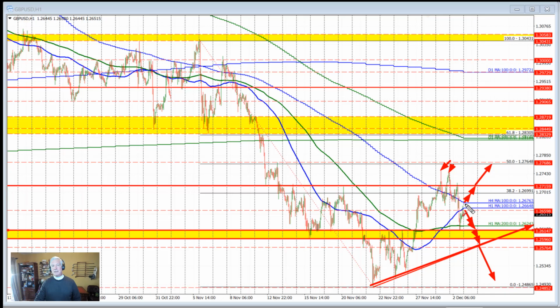So we're at a key resistance level here, right through here, with the 100 bar moving averages in play. Stay below is more bearish, move above is more bullish, and targets are there for you. So pay attention to them.